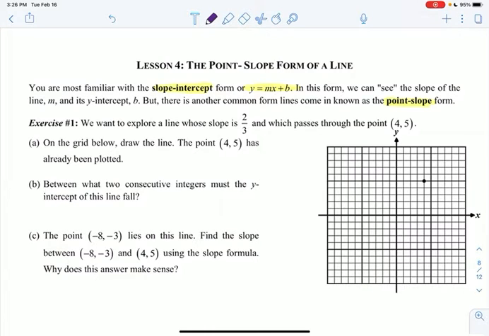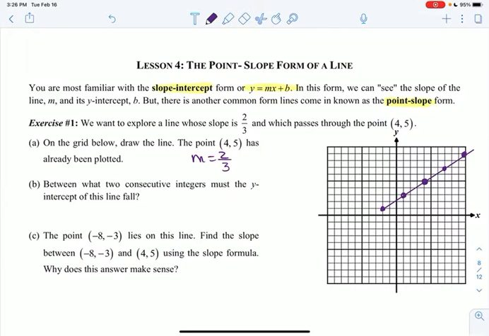So in exercise 1, we want to explore a line whose slope is 2/3 and which passes through the point 4, 5. So I already have the point 4, 5 graphed. It's right here. I'm going to make that point a little bit darker. And I want to draw the line. So if it has a slope of 2/3, remember that top number tells me to go up or down, and the bottom number tells me to go left or right. So I'm going to go up 2 over 3, 1, 2, 3. And then I'm going to go in the other direction, down 2 over 3. Okay, and then I'm going to connect these. And I have my line.